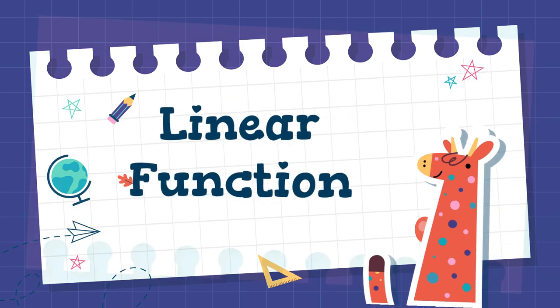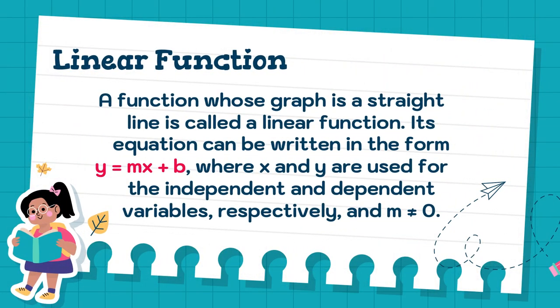So again, what is a linear function? A linear function is a function whose graph is a straight line, and it can be written in the form y = mx + b, where x and y are the independent and dependent variables. And the slope should not be equal to 0.